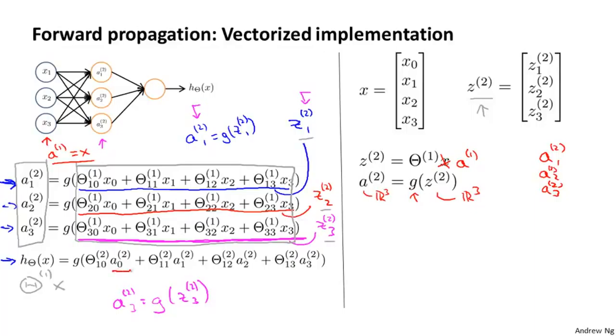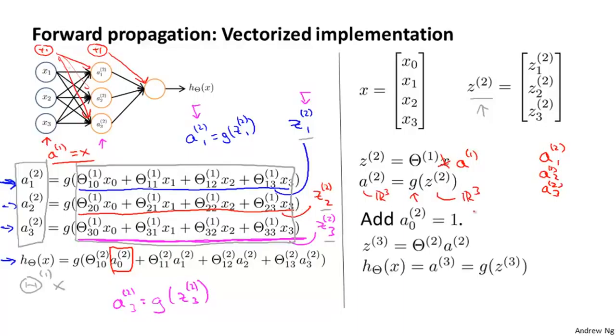But I need one more value, which is that I also want this a0, and that corresponds to a bias unit in the hidden layer that goes to the output layer. Of course, there was a bias unit here too that I just didn't draw on earlier. But to take care of this extra bias unit, what we're going to do is add an extra a0 superscript 2 that's equal to 1. And after taking this step, we now have that a2 is a 4-dimensional feature vector because we just added this extra a0, which is equal to 1, corresponding to the bias unit in the hidden layer.